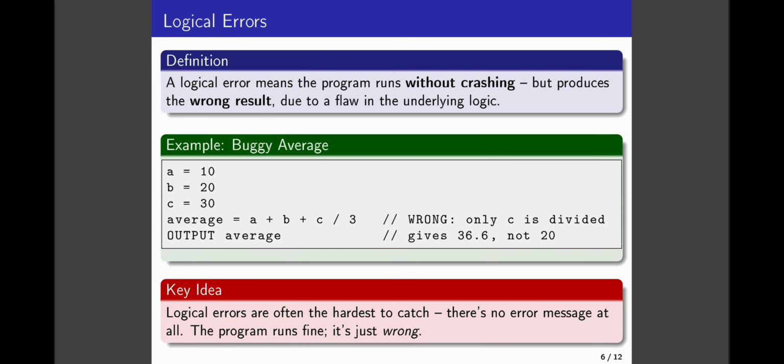Then logical errors. A logical error means the program runs without crashing but produces the wrong result due to a flaw in the underlying logic. So take a look at this buggy average calculation. We have a equals 10, b equals 20, c equals 30. But look closely at this line. Average equals a plus b plus c divided by 3. Because of how the math works here, only c actually gets divided by 3, not the whole sum. So instead of getting 20, which is the correct average, we get 36.6.